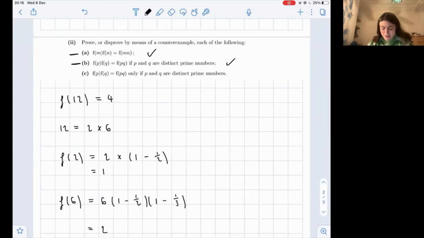So this seems very similar to part B. The only difference is it says "if" in part B and "if and only if" in part C. So hopefully you've done the exercises in the assignment about if and only if, and you're quite familiar with them by now. But this here means that we have this multiplicative property only in the case when P and Q are distinct prime numbers.